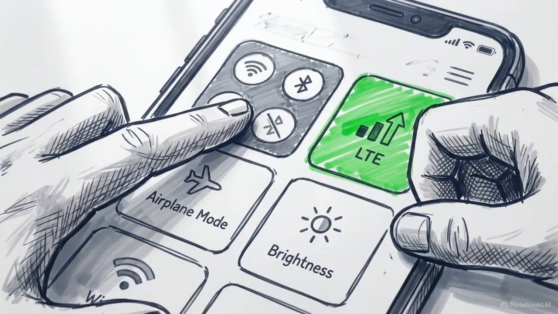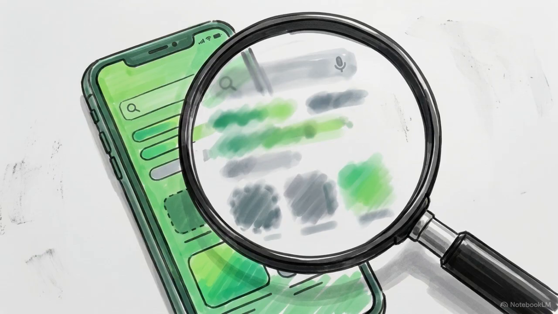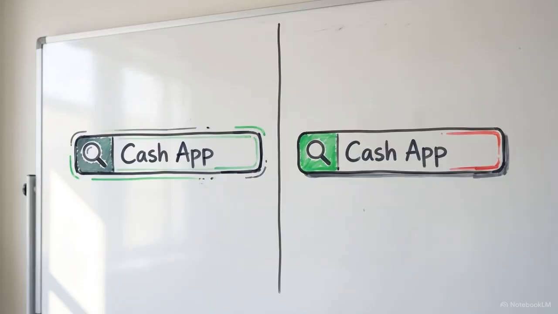Toggle between Wi-Fi and mobile data. This forces the device to find a new routing path, bypassing localized ISP failures that often stall the login process. Step 2 is an audit of the application's software version. Visit the Play Store or App Store to check for pending updates.